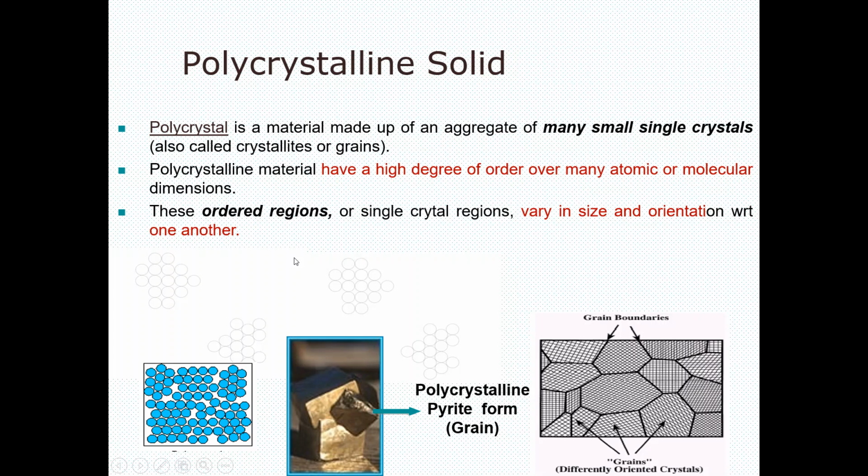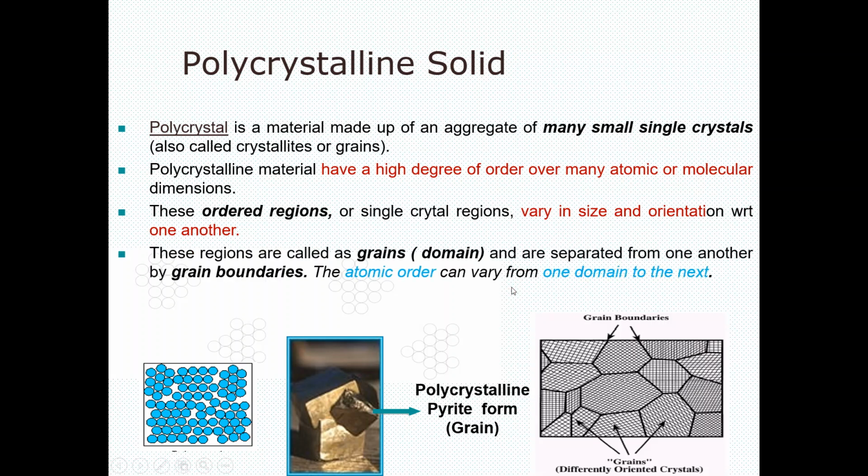These ordered regions, or single crystal regions, vary in size and orientation with respect to one another. These regions are called grains or domains, and are separated from one another by grain boundaries. The atomic order can vary from one domain to the next, and here it can clearly be identified.